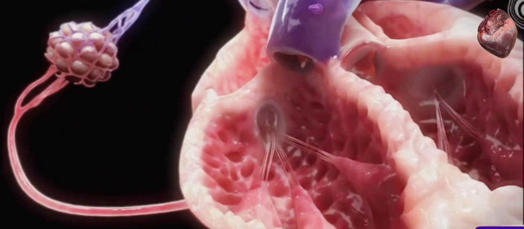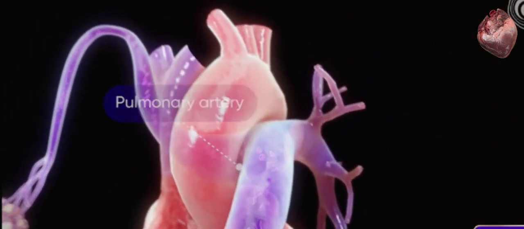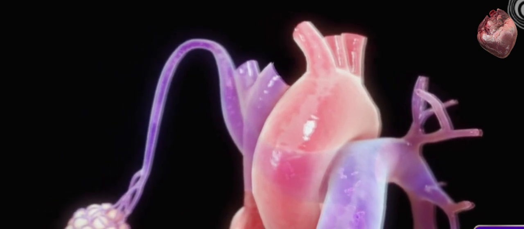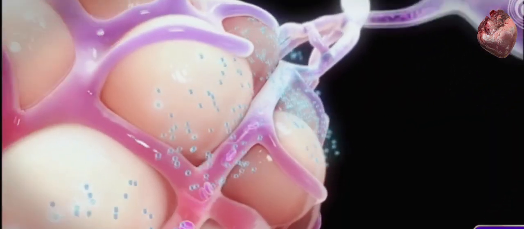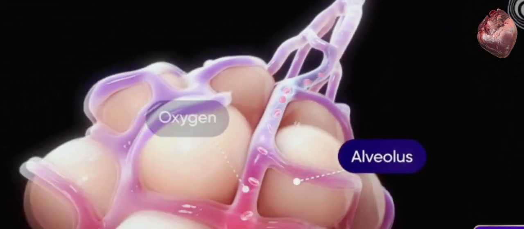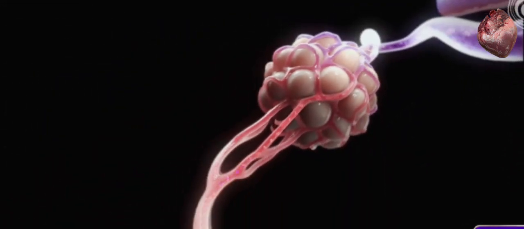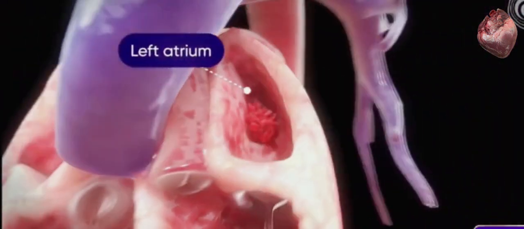Blood from the right ventricle flows through the pulmonary artery and reaches the lungs. A simplified view of the lung shows oxygen from the alveolus diffuses into the blood. Then, this oxygen-rich blood flows back to the left atrium of the heart.